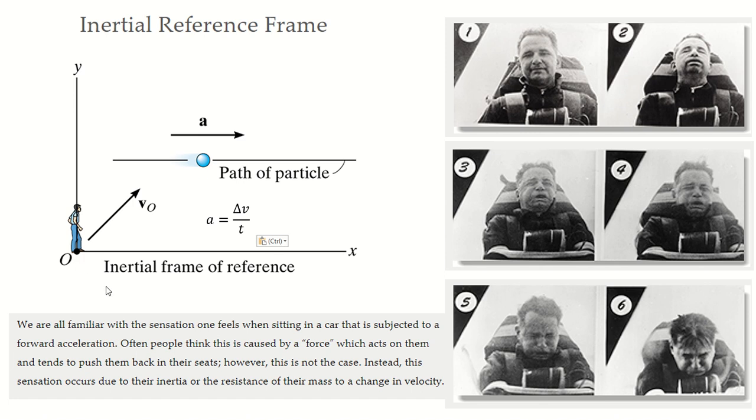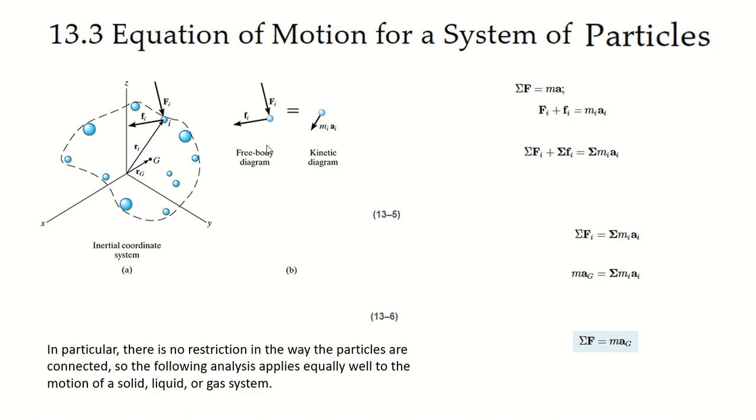And that is actually true for any particle with a mass. So it is the resistance of your mass to a change in velocity. All right. Again, we're not getting into this, so if you want to read, you can go ahead and read. 13.3 is covering just the equation of the motion for a system of particles.